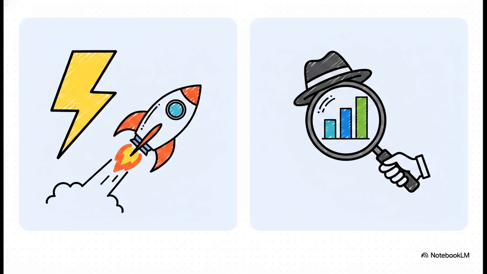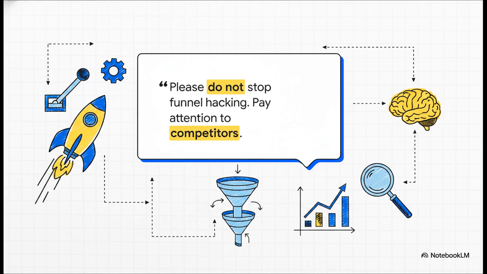Funnel hacking is still essential for actually immersing yourself in the industry. It uncovers those very specific competitor buzzwords and market commonalities that ultimately inform your sales calls and your broader strategy. The AI is a massive lever for speed, for sure, but Dante from the source material emphasized this perfectly. He said, please do not stop funnel hacking, do not stop being a conscious business owner and paying attention to your competitors. AI gives you unbelievable speed, but you still have to supply the strategic pulse of your business.